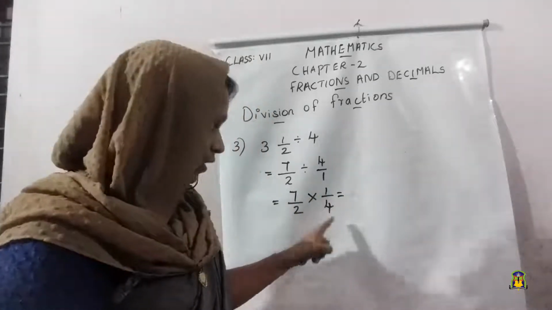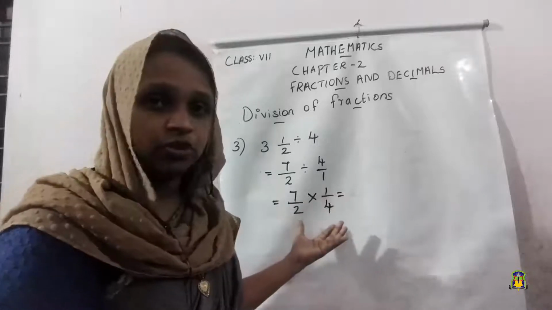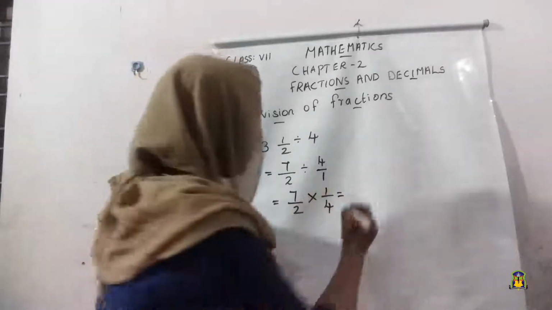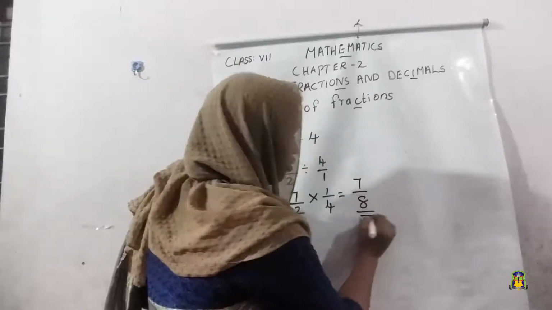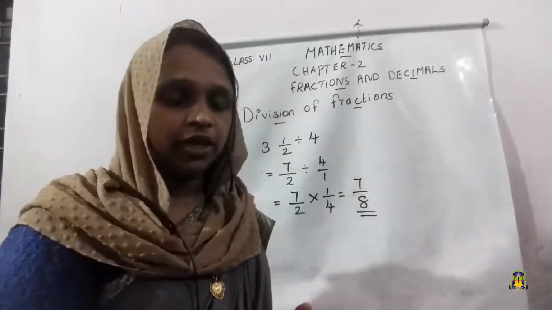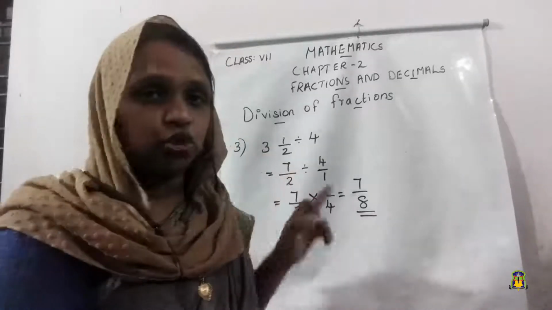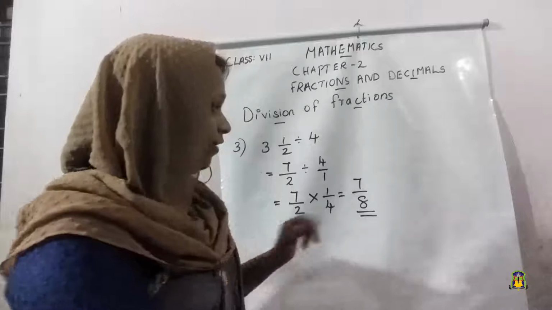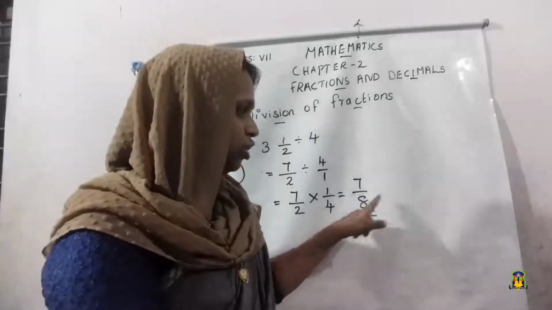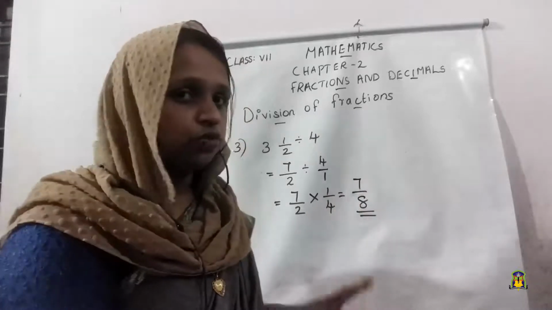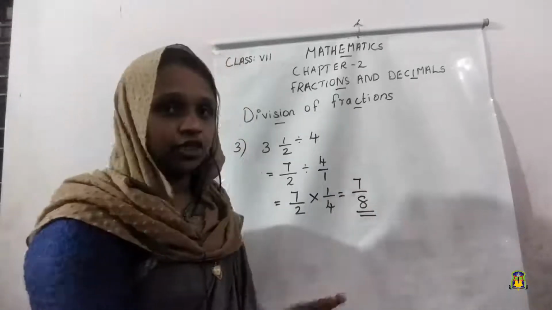So here no possibility to reduce. So we can directly multiply that. 7 into 1, 7. 7 by 8. Okay, this is 7 by 8. So if it is a mixed fraction, we want to change it to an improper fraction. And here, we don't need to change it again to a mixed fraction because it's a proper fraction now. So we don't need to change it to a mixed fraction. Okay.